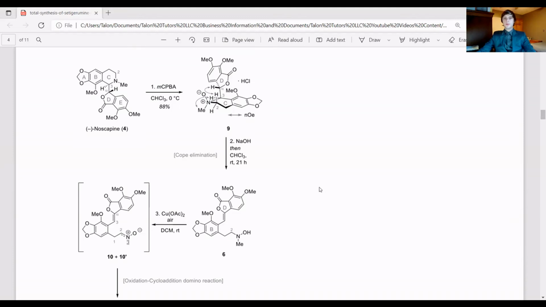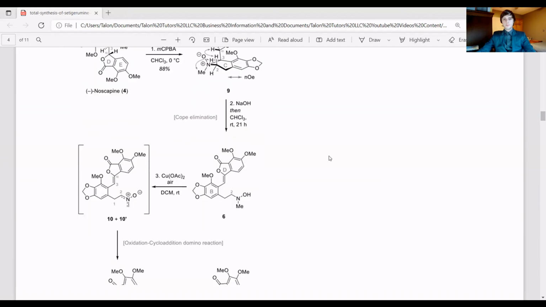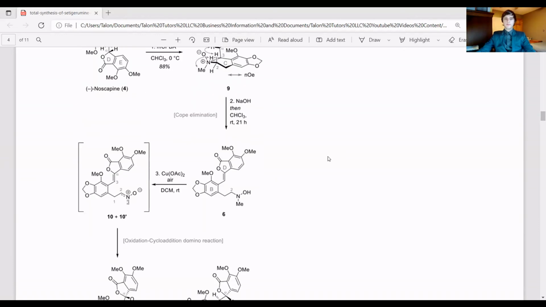In this case, they were able to accomplish this in DCM partition after they freebase the Noscapine N-oxide. They're able to carry out this coelimination at room temperature in dichloromethane instead of using something like toluene or benzene at 160 degrees Celsius. So they have a really facile coelimination, and these are not very common. Likewise, with the second major reaction, the oxidative cycloaddition domino reaction, they have this proceed at room temperature, which is also not very common. So why does this occur?